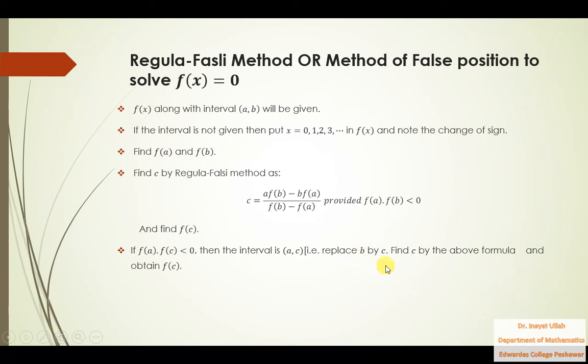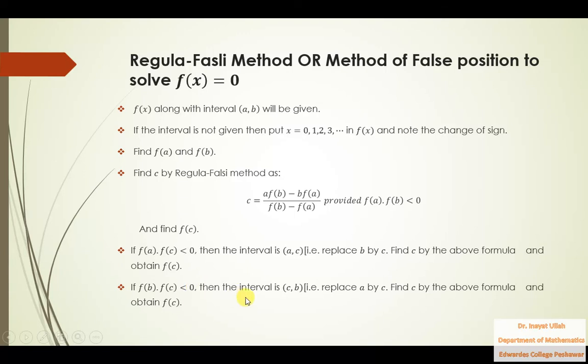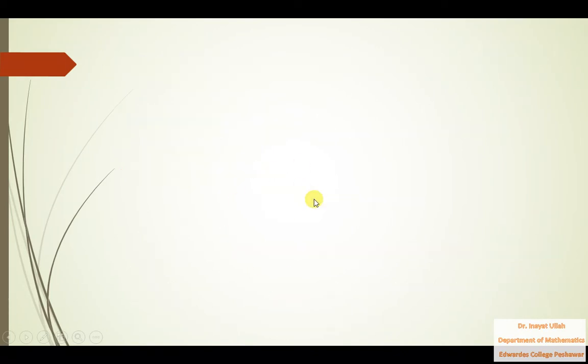Whenever we replace b by c, we again find c by the above formula and obtain f of c. But if f of b into f of c is negative, then the interval reduces to c, b, and we replace a by c, and find c by the above formula and obtain f of c. We continue this iterative process to get the required accuracy. So let us start an example.